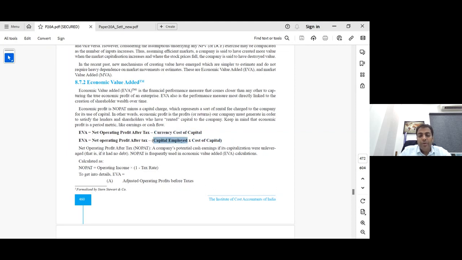What is the capital employed into cost of capital? So you'll have to break it down. Capital employed would be broken into debt and equity. Cost of capital would be broken into debt and equity.